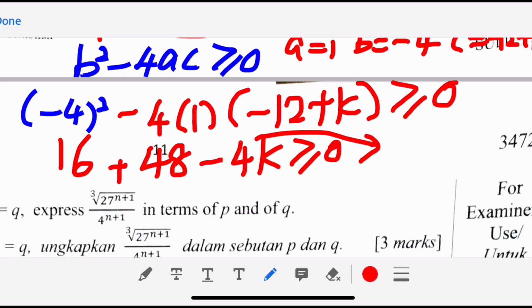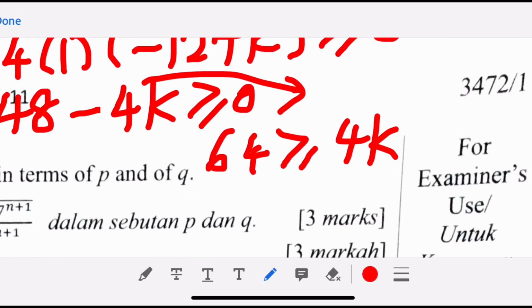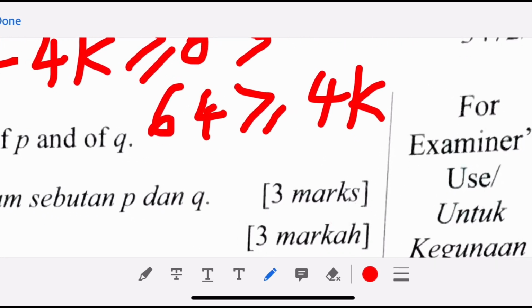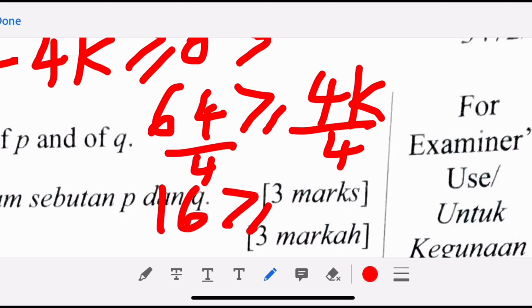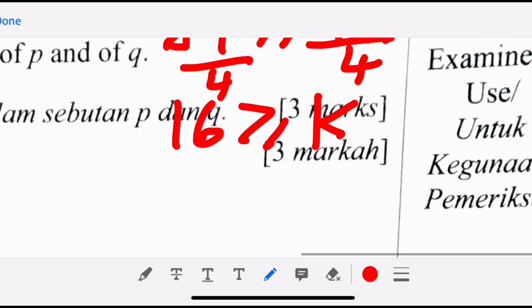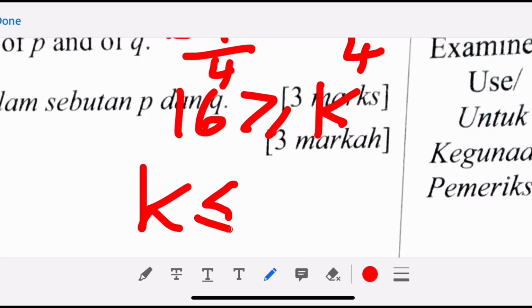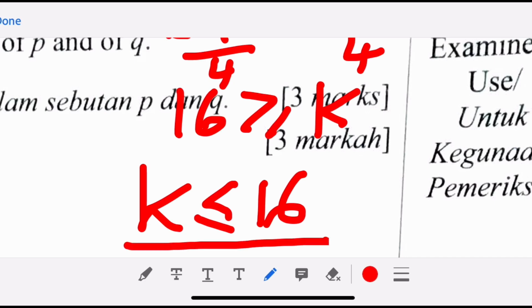Okay, now I prefer to bring my 4k to the right hand side. So I will get 64 more than or equal to 4k. So I will divide by 4. I divide by 4 because I want to have the k alone. So I have 16 greater than or equal to k. So I will rewrite as k less than or equal to 16 is the final answer. Okay, settle. We have solved this question.